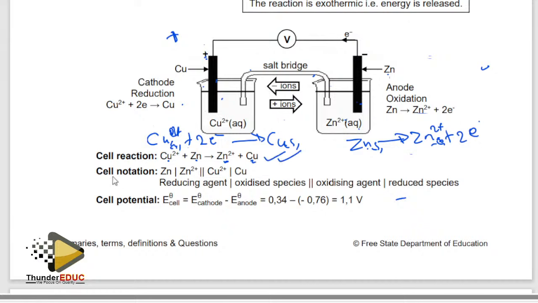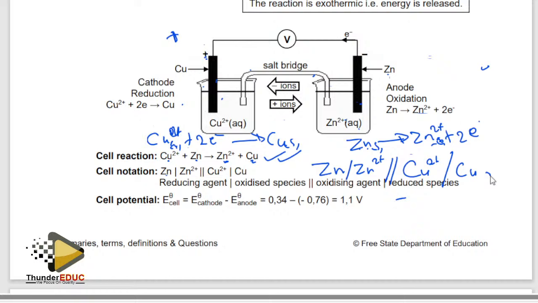Then for the cell notation, you start from the anode and then go to the cathode. So it means it's going to be zinc gives me zinc 2 ions, salt bridge, then you write copper 2 ions, you see, copper 2 ions, and then slash copper.